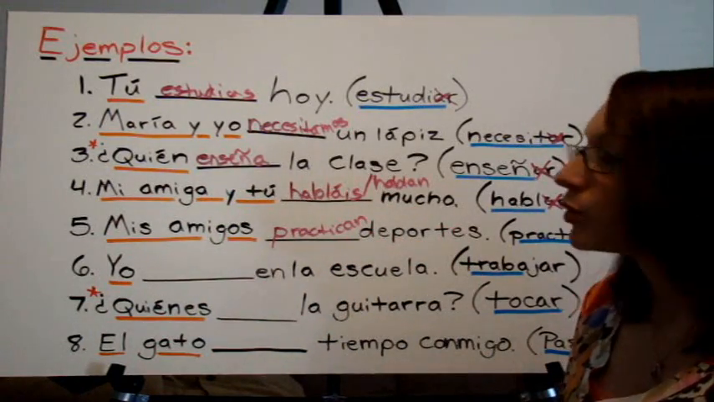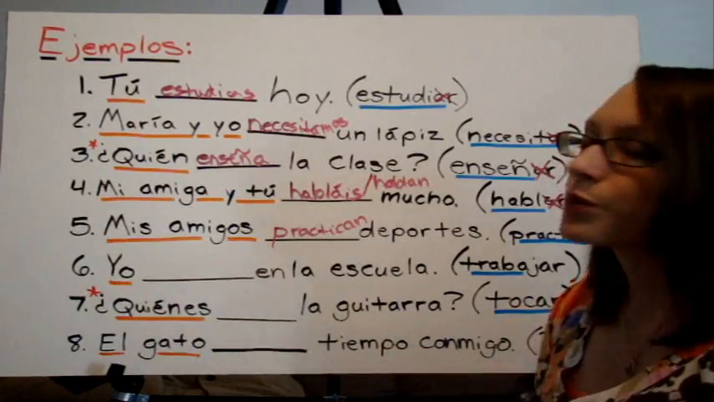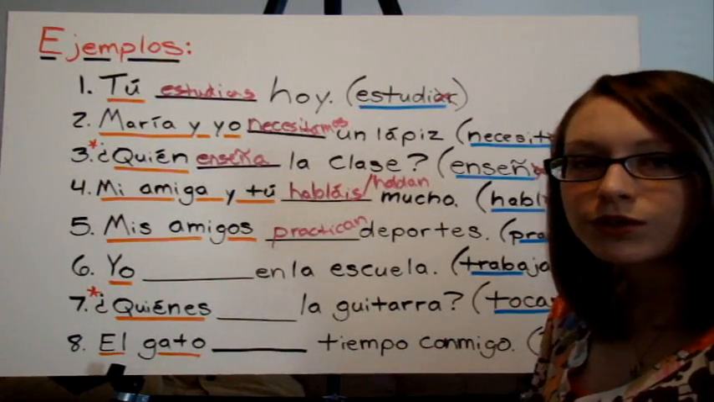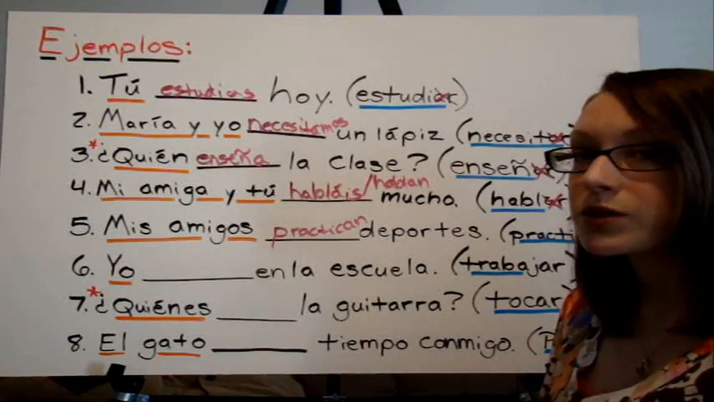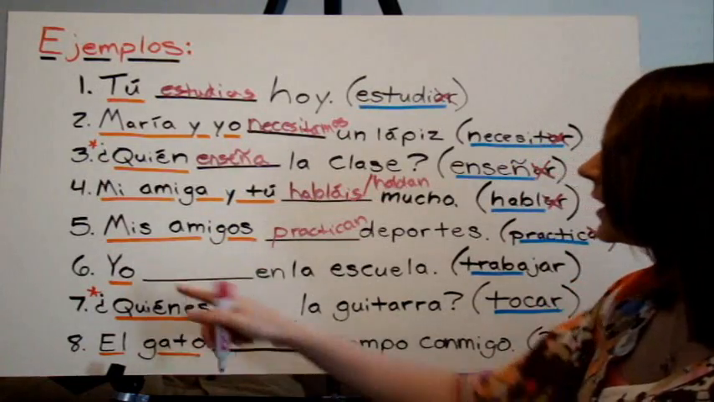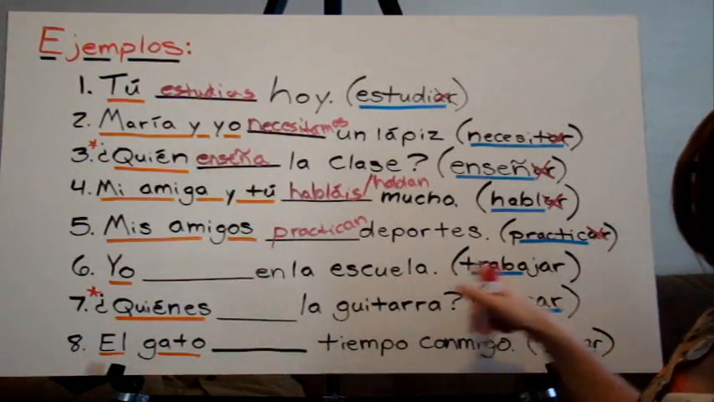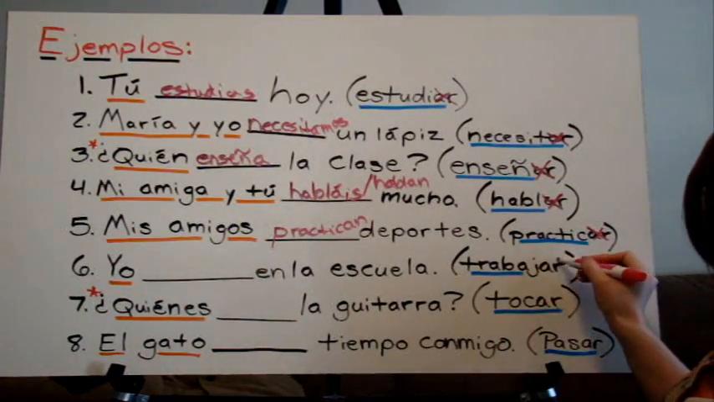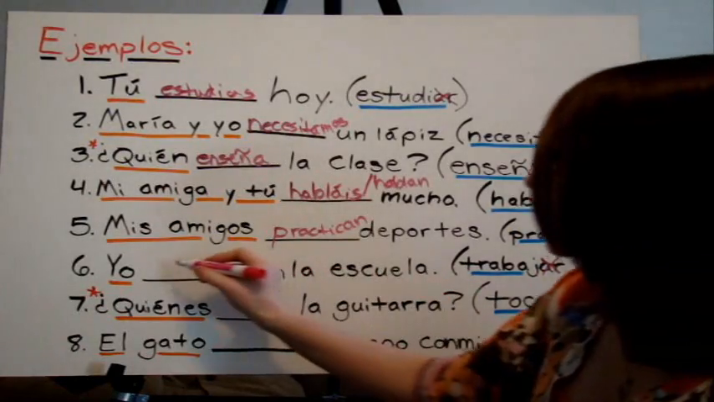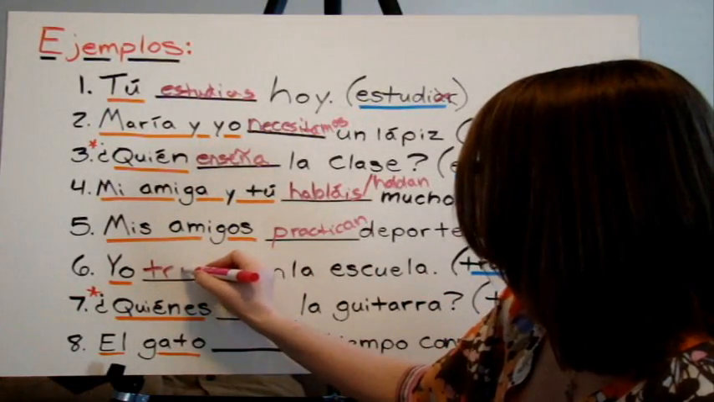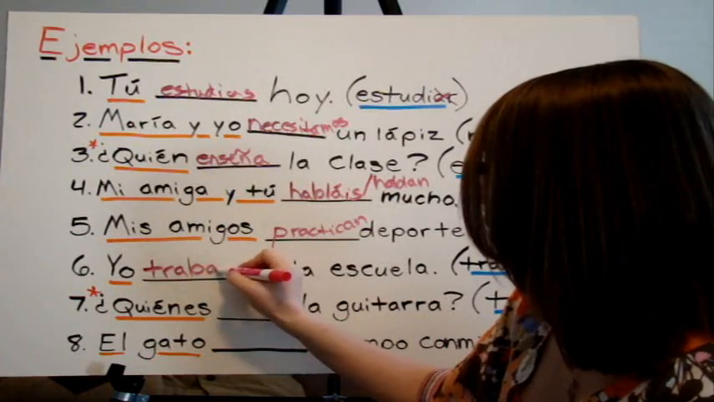My friends practice sports. Yo, which is probably the easiest one to find the correct answer because you're just talking about yourself and there's only one possibility. So, yo blank en la escuela, trabajar. So we're going to take trabajar, take off the AR ending, and conjugate for the yo form, which is trabajo.